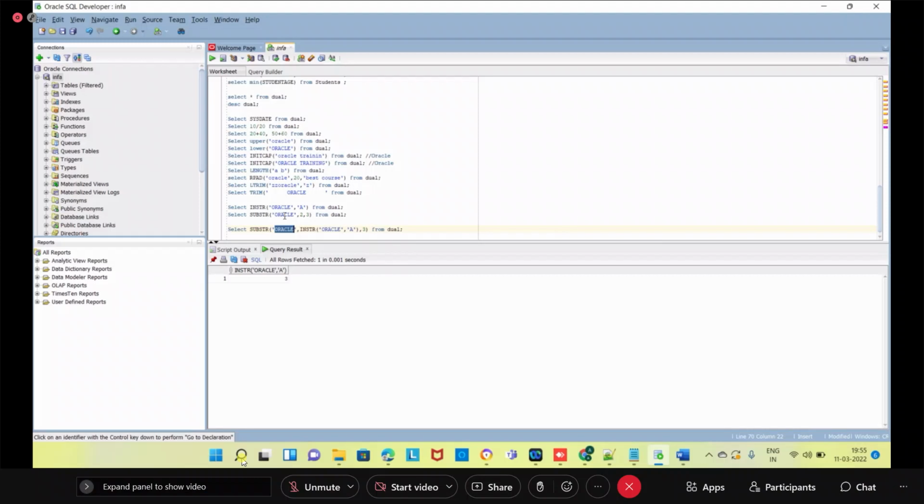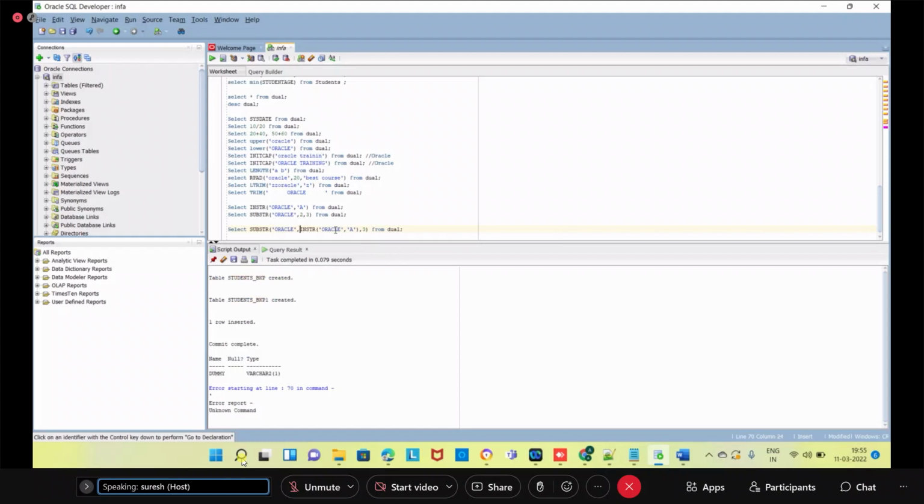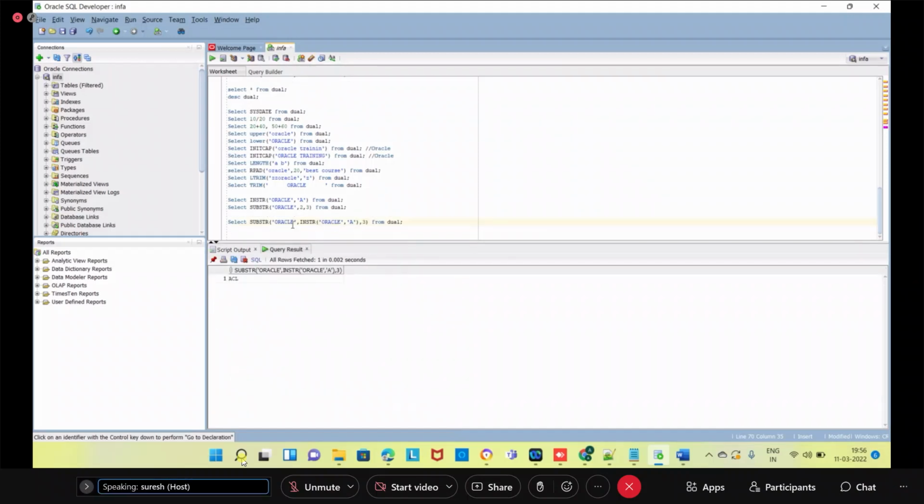See, it came. It came ACL, right? So this piece of code will return the position from where we want to start. From that position onwards, how many characters do we want? We want only three characters. In that way we can identify.